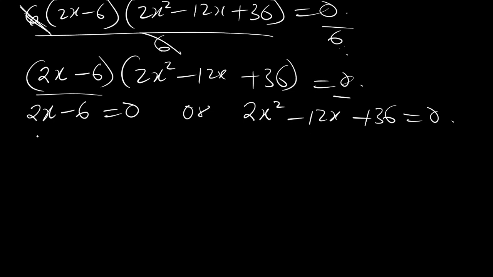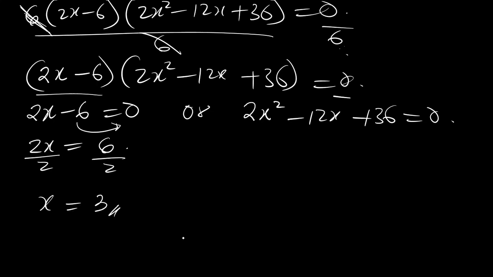So now for this one, if you move this minus 6 to the other side, you have 2x is equal to 6. Dividing both sides by 2, you have x is equal to 3. So this is the first value, x1.